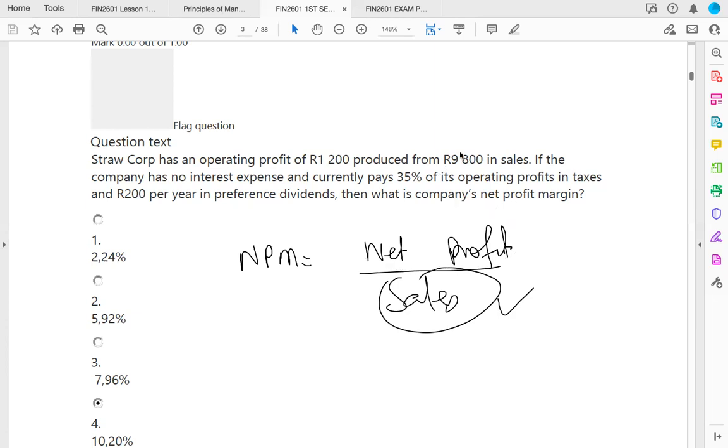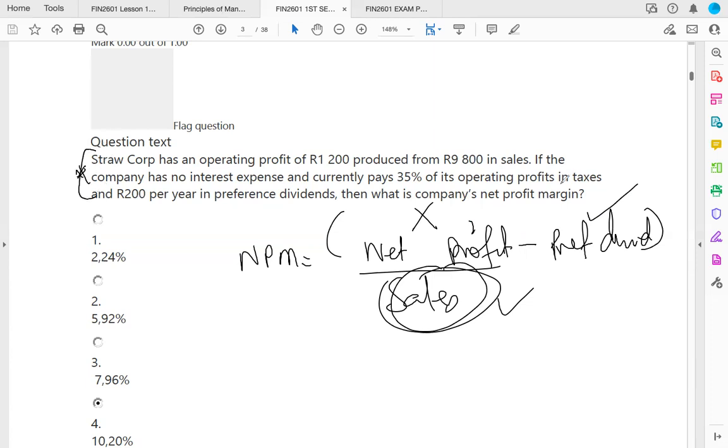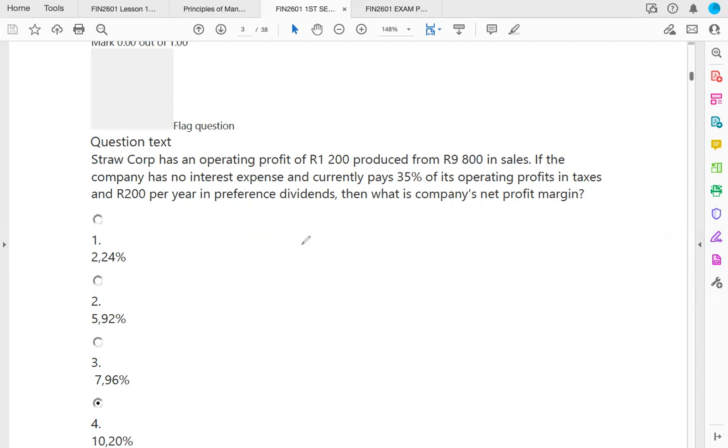It's actually net profit minus preference dividends over our sales. So we've been given our sales, but we have not been given our net profit, right? We have preference dividends. So the problem here is our net profit. We somehow have to use this information to calculate our net profit, right? Which information can we use to calculate our net profit?